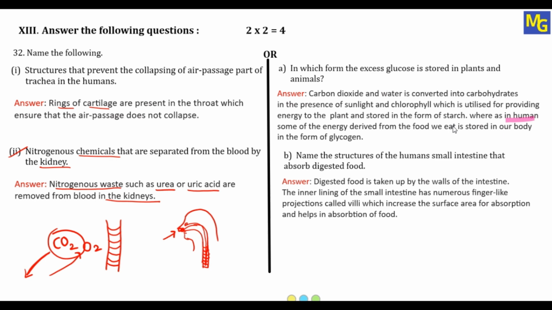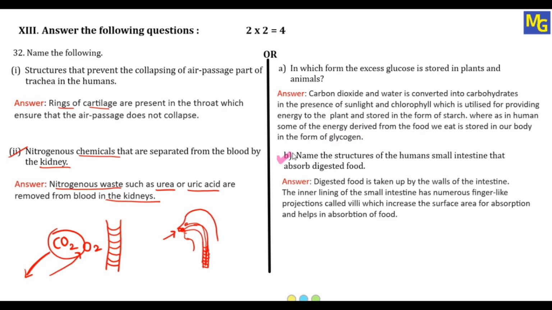Whereas in humans, some of the energy derived from the food we eat is stored in our body in the form of glycogen. When we have food, we prepare energy from that food, and some of the energy is used by the body to do work, and the remaining energy is stored in the form of glycogen. So this is the answer. For plants it is starch, and for animals it is glycogen.